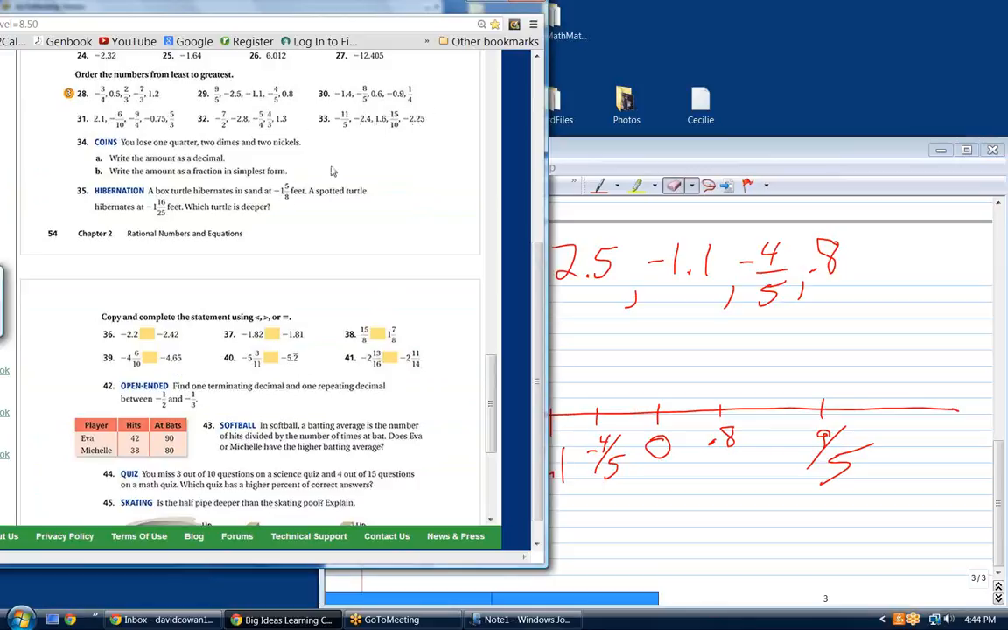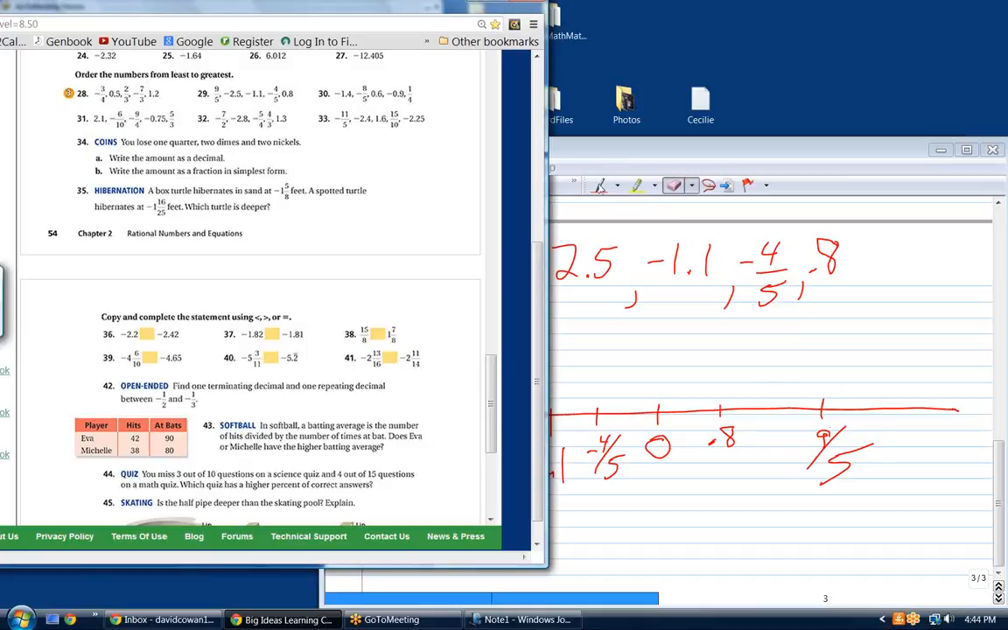So how about 30? We're supposed to do all the even ones? Yeah. Okay, so just read 30 out loud. I won't write them down. Read them from left to right. So negative 1.4, negative 8/5, or 8/5.